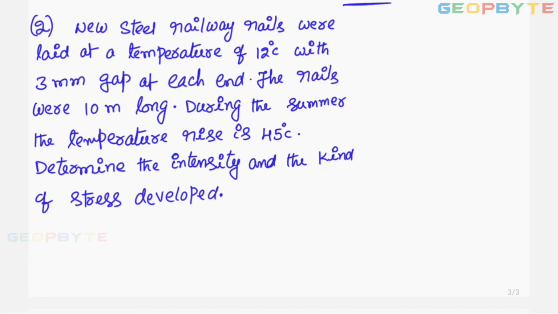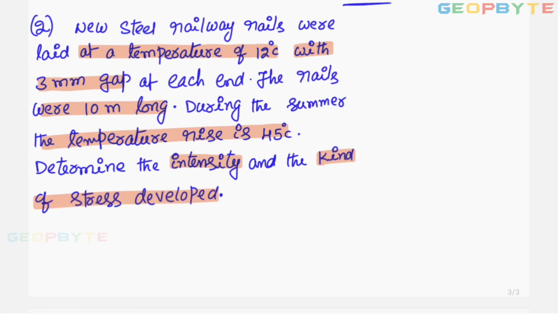New steel railway rails were laid at a temperature of 12 degrees centigrade. So this is the initial temperature of the rod with 3 mm gap. So for this case, yielding is permitted. At each end, the rails were 10 meters long. Length of the rail is 10 meters. During the summer, the temperature rise is 45 degrees centigrade. Determine the intensity and kind of stresses developed.